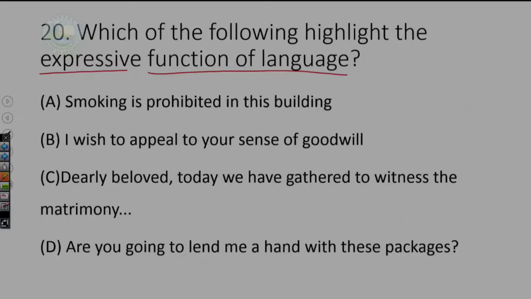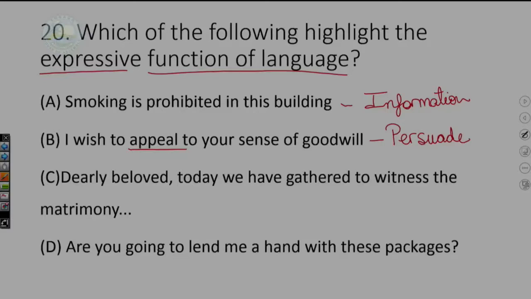So we have, A, smoking is prohibited in this building. What type of function is this? It is informative. It's giving information. B says, I wish to appeal to your sense of goodwill. Where you're talking about appealing to someone's senses, you're using language to persuade. C says, dearly beloved, today we have gathered to witness the matrimony of whoever else. And this here, because when you read this, matrimony talks about wedding, marriage. So we know it's at a wedding, and we're going to talk about what is the purpose of that line. And then D, are you going to lend me a hand with these packages? And it's asking here a question.